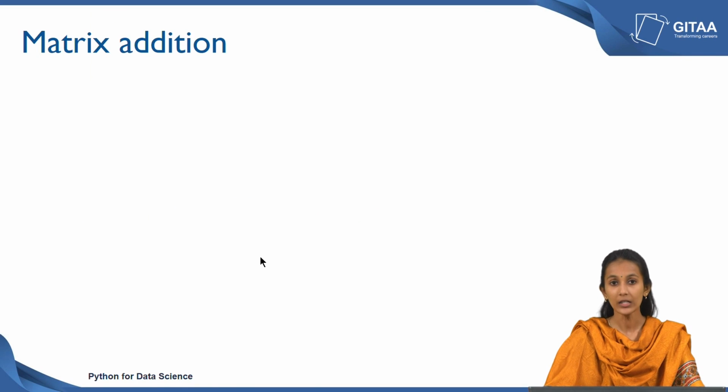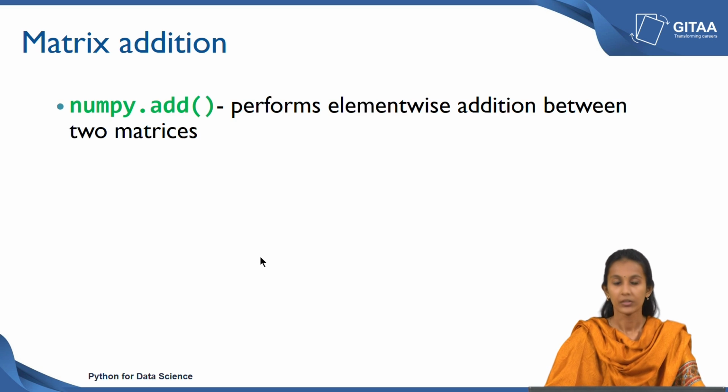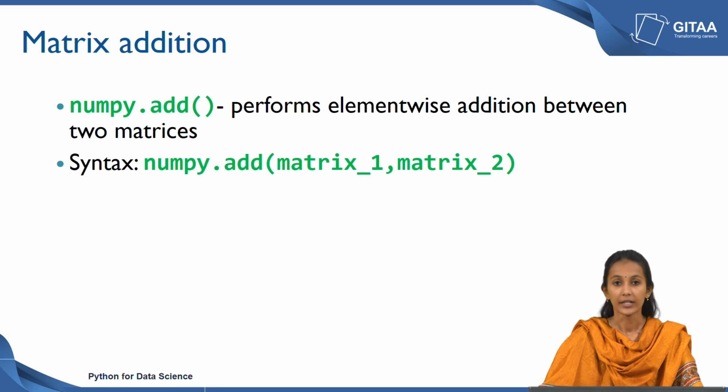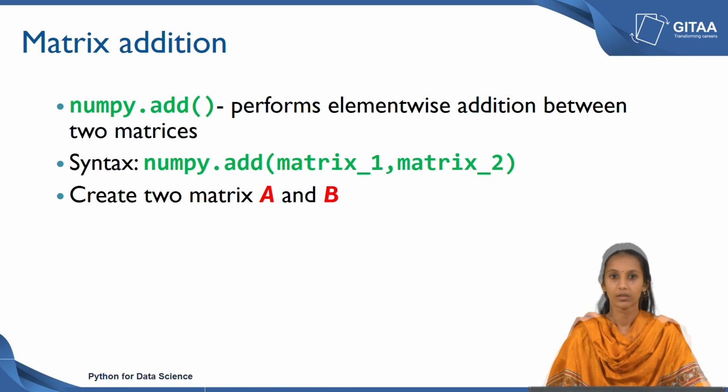So till now we saw how to create a matrix and some of the modifying operations. Let's get started with matrix operations. There we can also do addition, subtraction, multiplication, division as well. Let's see one by one. First is matrix addition. The command is numpy.add. It performs the element wise addition between the two matrices. The syntax is numpy.add. Inside the parenthesis you have to specify the matrix 1 name followed by the matrix 2. We will create two matrices, A and B.